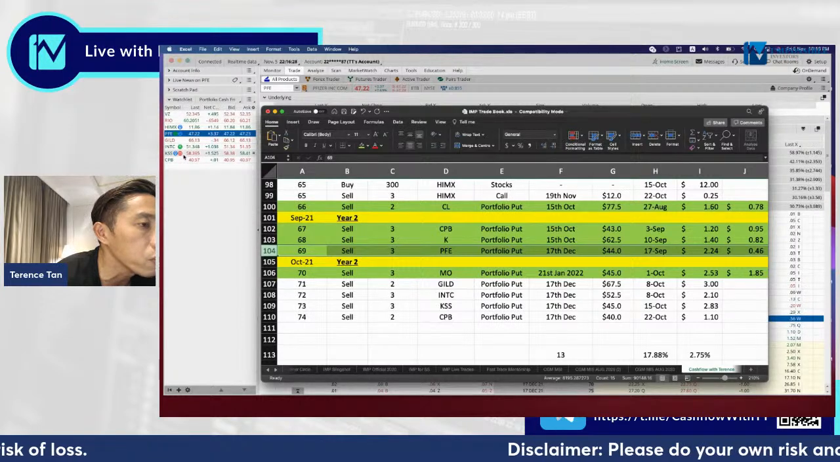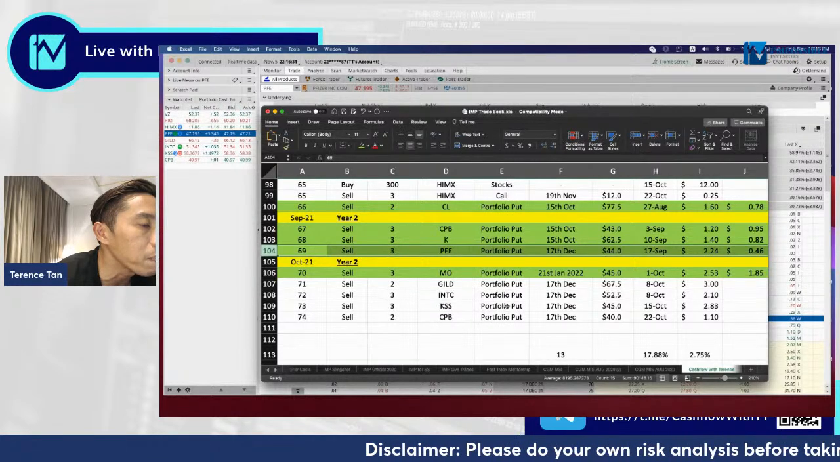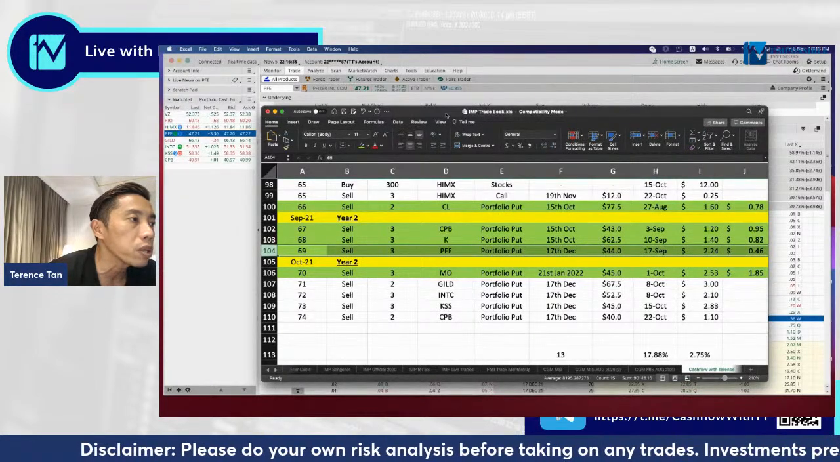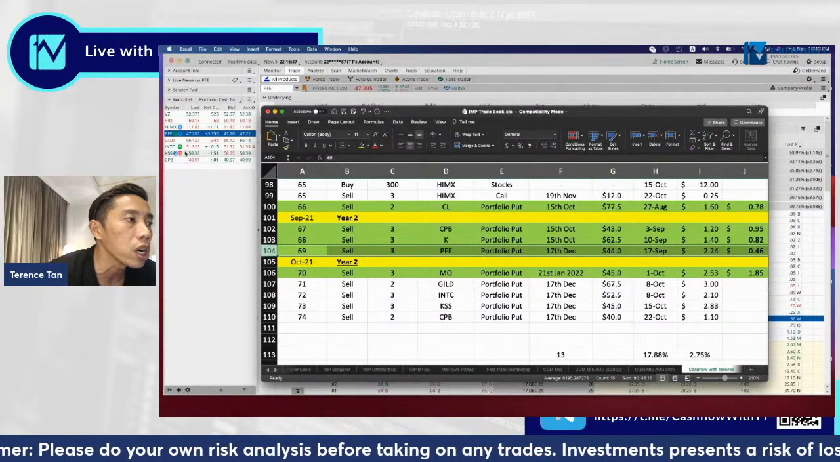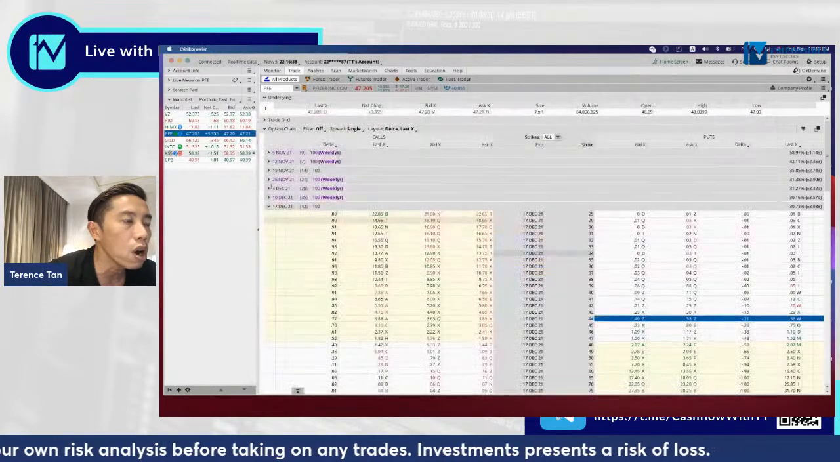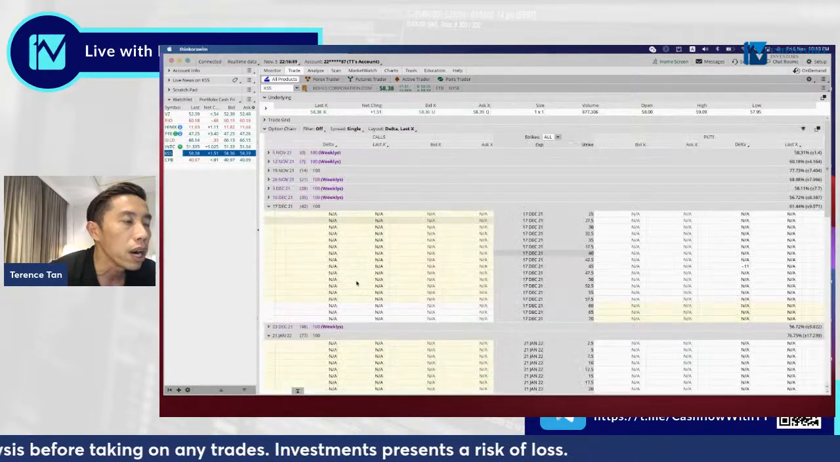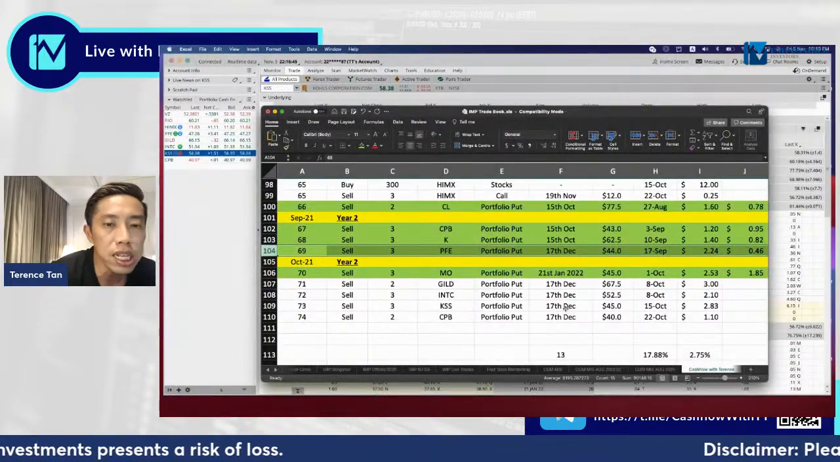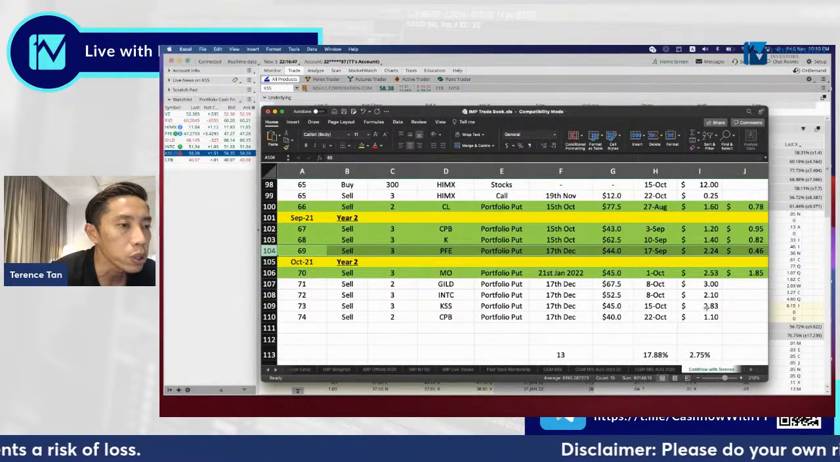Coles has done another good run. We sold the 45 puts because it was very undervalued when we got in. Remember, the stock price was trading around $45 when we got into this trade, not too long ago in the middle of October. So this is going to be another good winning trade. We sold the 17 December 45 puts for 283.